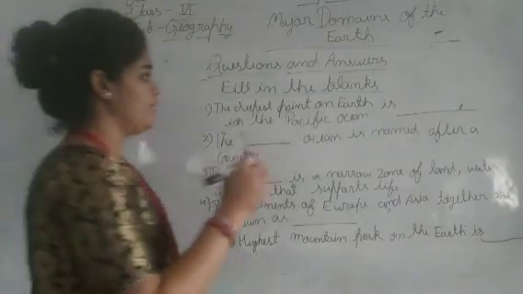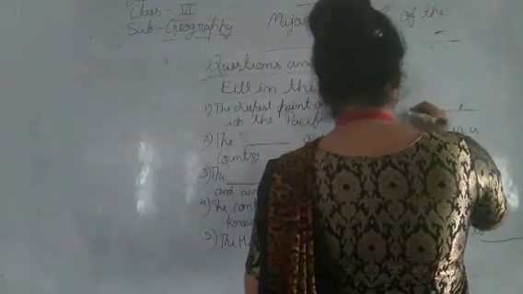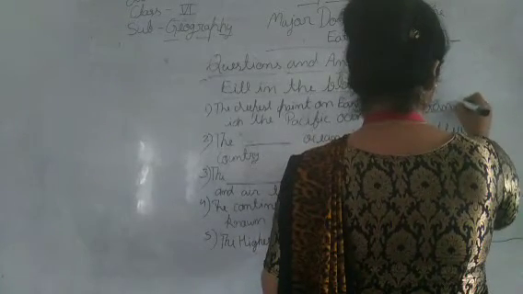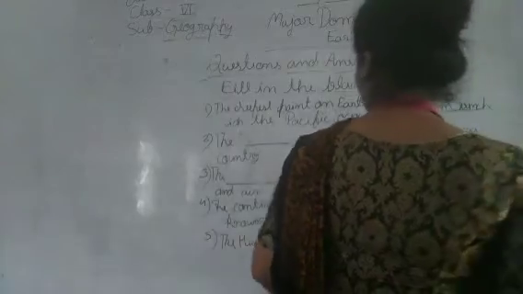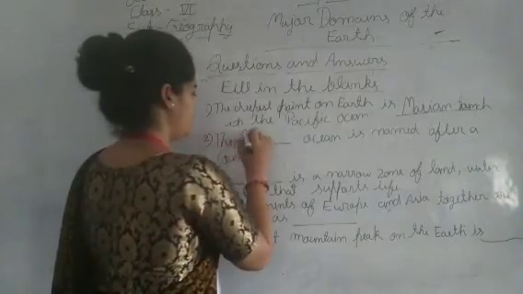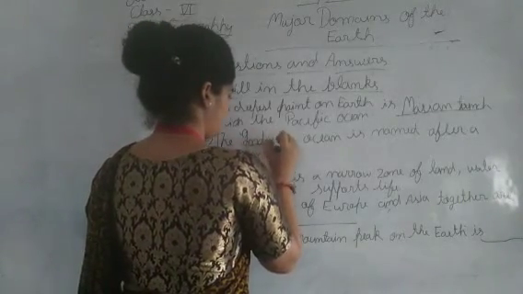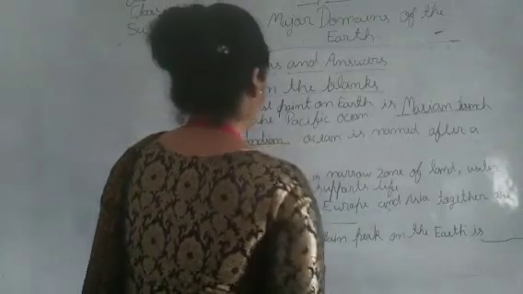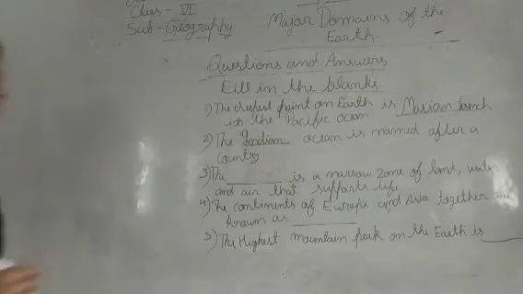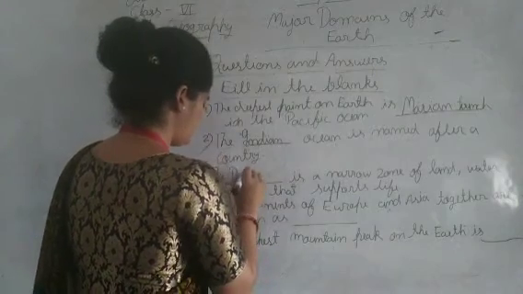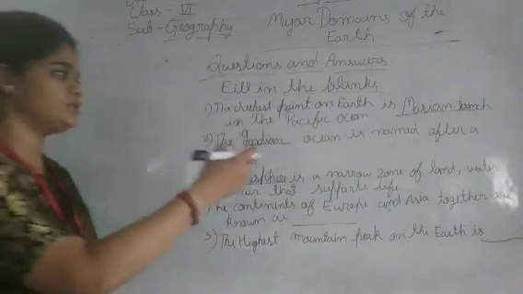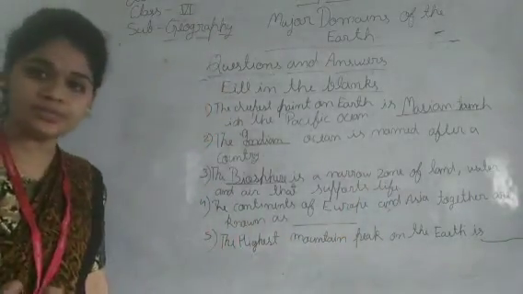The deepest point on earth is, the answer is the Mariana Trench. And the second fill in the blank, the answer is the Indian Ocean. And the third fill in the blank, the answer is the biosphere. The biosphere is the narrow zone of land, water and air that supports life.